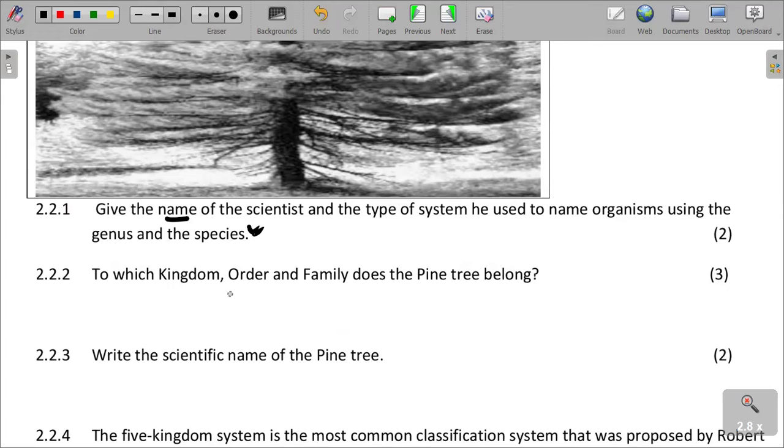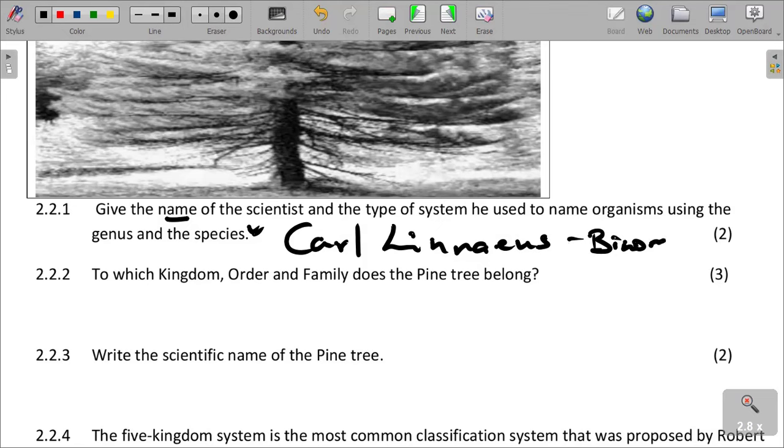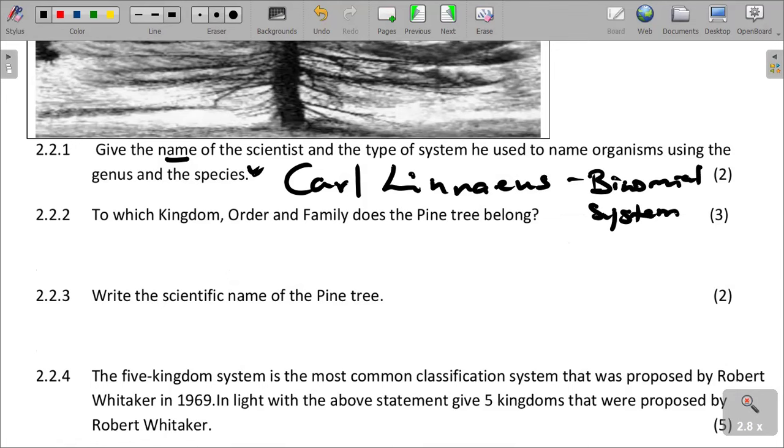So please understand that it is Carolus Linnaeus, and we're talking about the binomial system. We use the binomial system. And then, to which kingdom, order, and family does the pine tree belong? Which kingdom, order does the pine tree belong to?